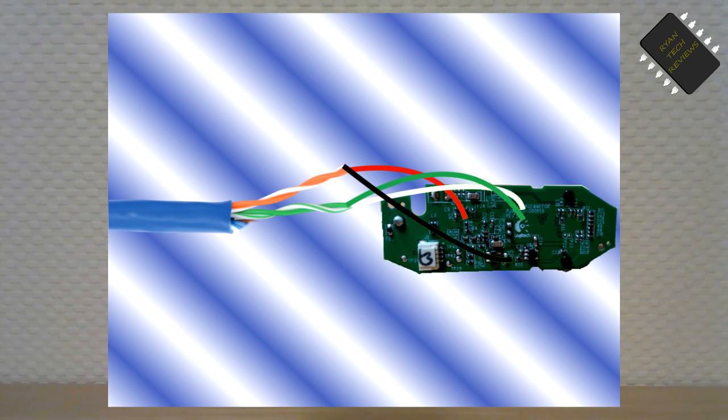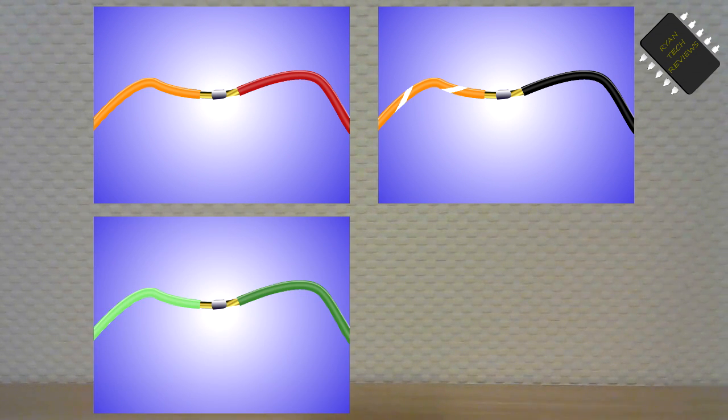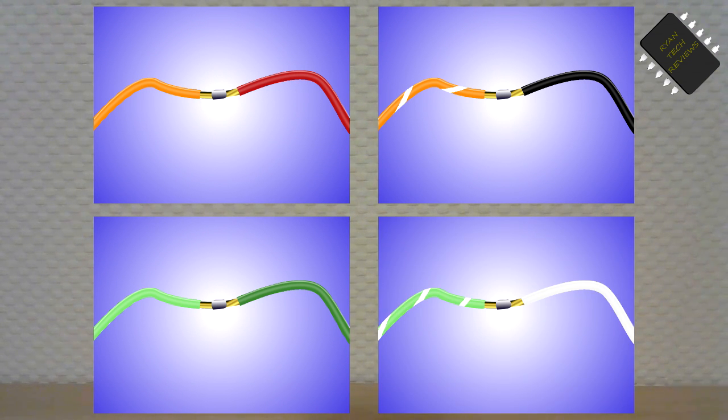to the circuit board. The orange wire should be soldered to the red wire. The orange and white wire should be soldered to the black wire. The green wire should be soldered to the green wire. And the green and white wire should be soldered to the white wire.